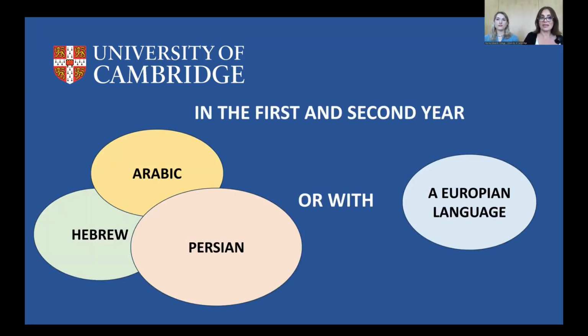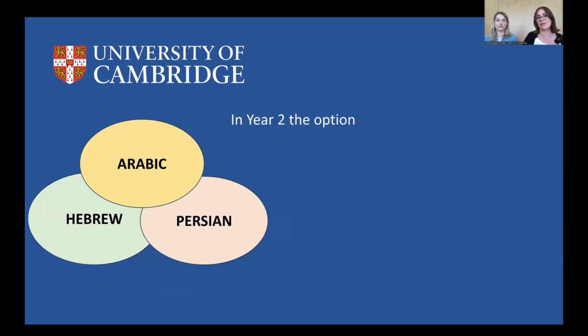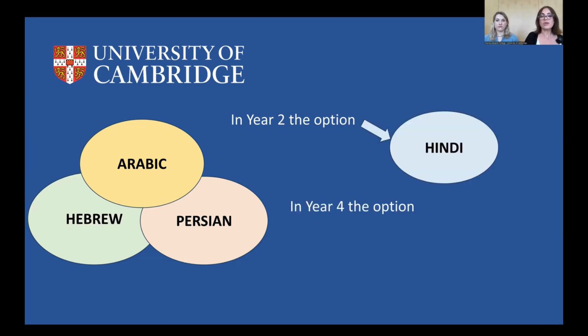In the first and second year, Persian is combined with Arabic and Hebrew, or with a European language. In the first year, you can do Arabic and Hebrew as single subjects, or in combination with each other. You can have Arabic and Persian together, or Persian and Hebrew together, as I mentioned before. In the second year, you have an option to study one of those languages, and you can take a Hindi language. In the fourth year, you can do one of those languages, and you can do Sanskrit.